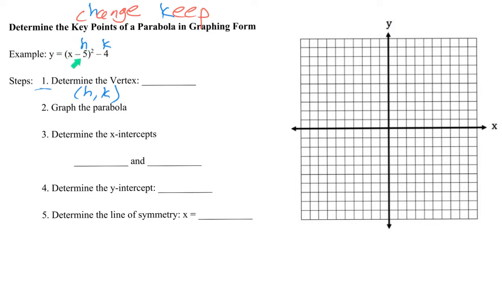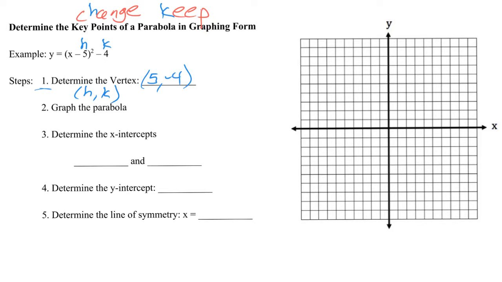So you would be thinking that it's -5 when it's actually just plain old 5. This one we're going to keep as in -4. So that tells me that as I go to write this vertex, it would be located at +5 and -4. Okay, so that's how you do that. And you remember it by change keep with the h and k that are in there, so that should help.